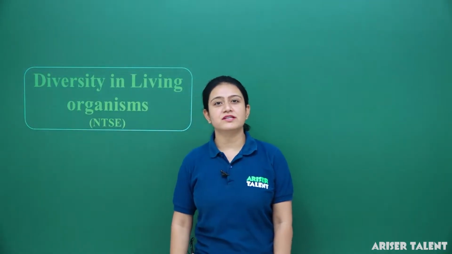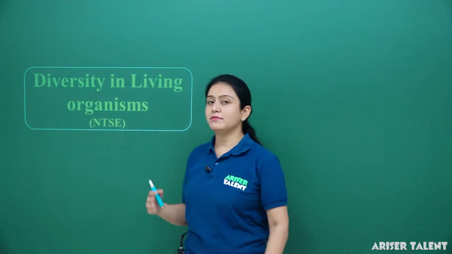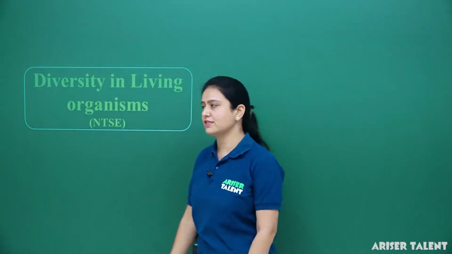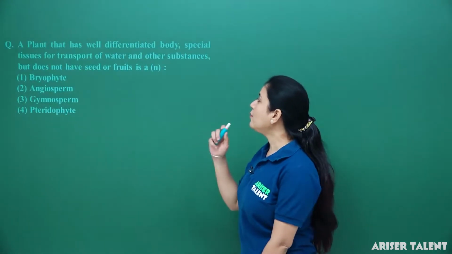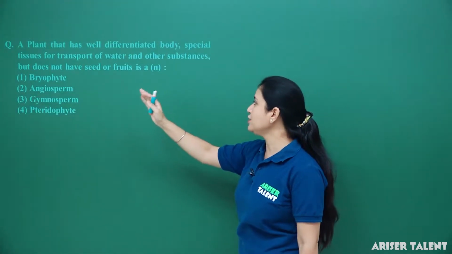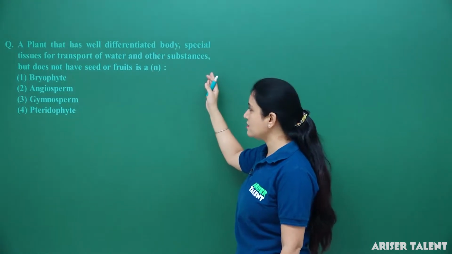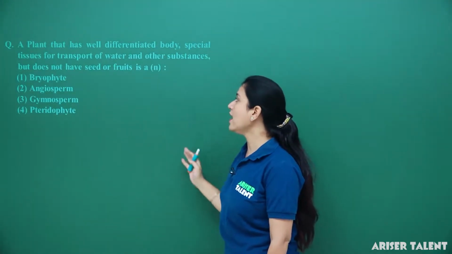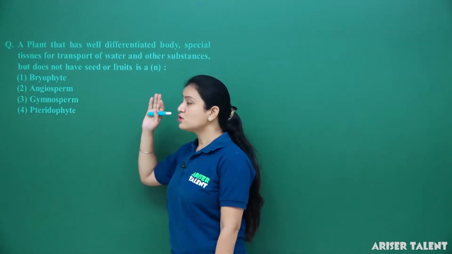As you know, we are going to study diversity in living organisms, and today we are discussing NTSE stage 2 level questions. Okay, so here we go. A plant that has a well differentiated body, special tissues for transport of water and other substances, but does not have seeds or fruit. So what are the features?